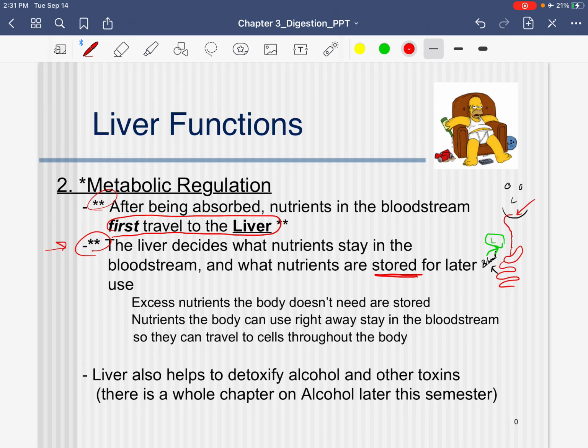2 points to make here, right? Once nutrients are absorbed into the bloodstream in the small intestine, where do those nutrients go first? Liver. The nutrients that were just absorbed first go to the liver. One of the things the liver does with those nutrients is it decides how much of those nutrients to keep in the blood versus how much of them to store for later.